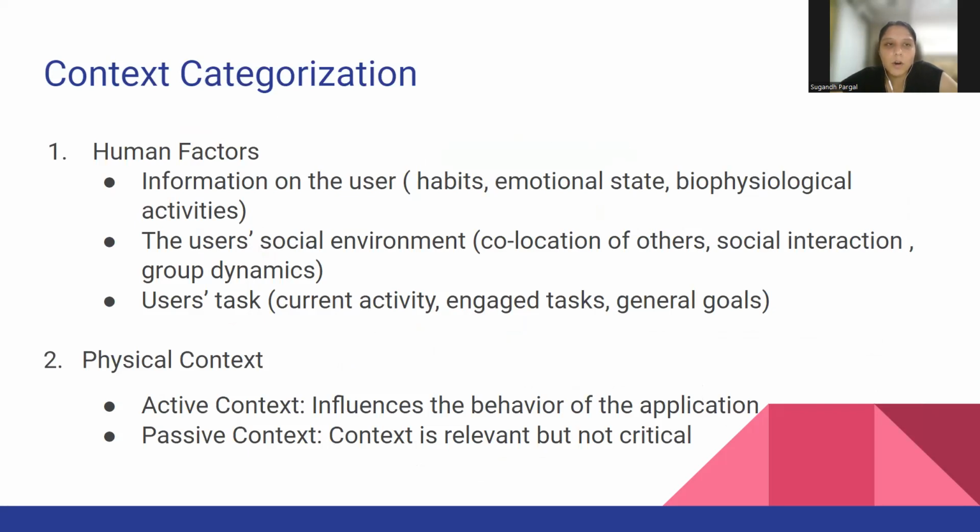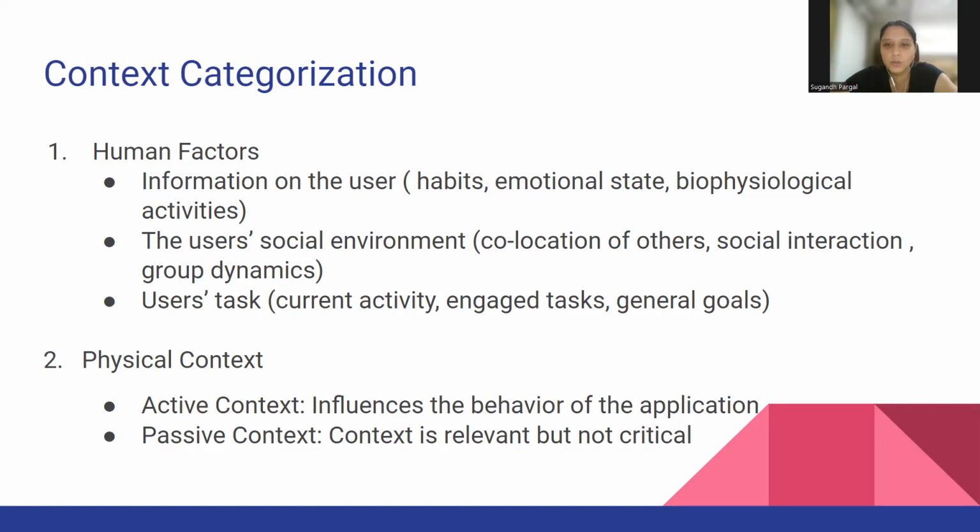Now, the next topic in context awareness is context categorization. As we have discussed various examples of context, this context is further categorized into two factors. One is the human factor and another one is the physical factor. The human context or human factor includes the information on the user, for example, the habits, emotional state, and biophysiological activities of an individual. It also captures the information regarding the user's social environment.